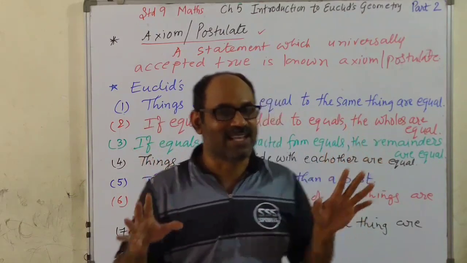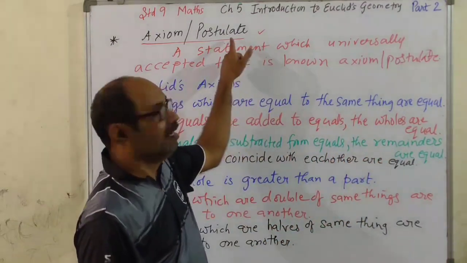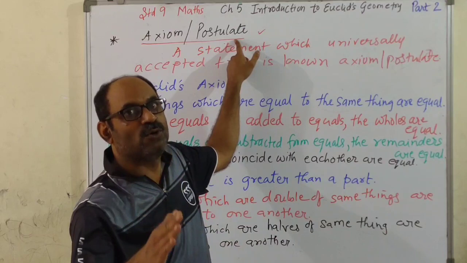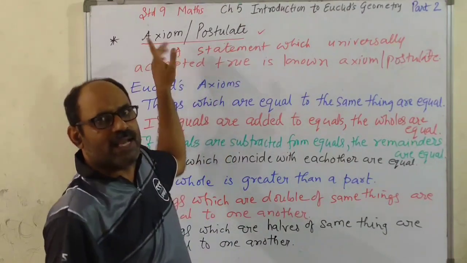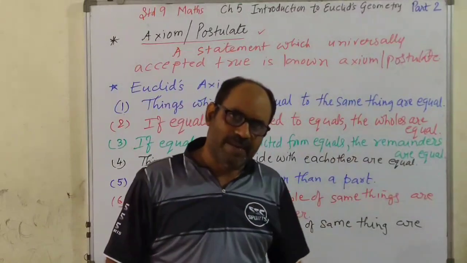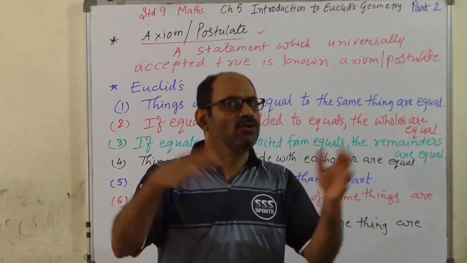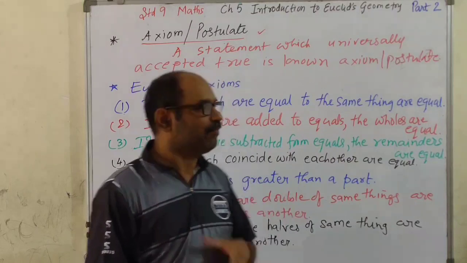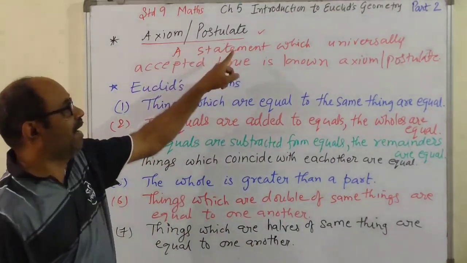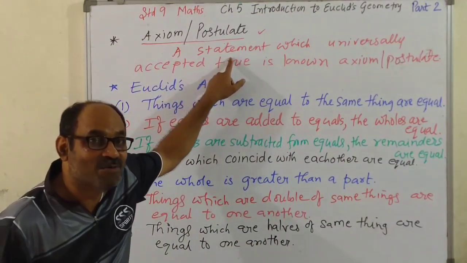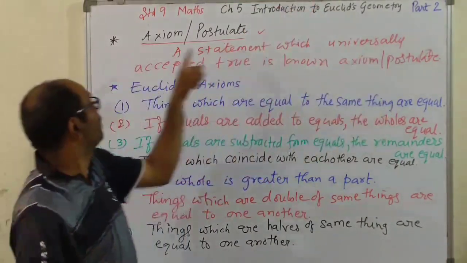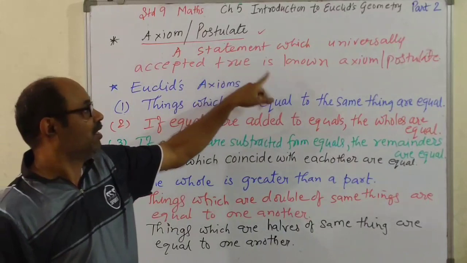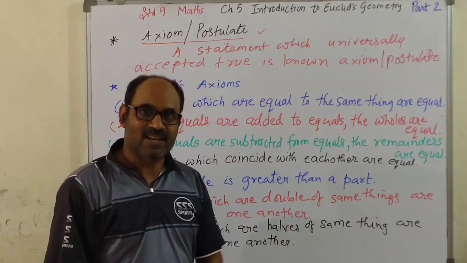Then it is called axiom or postulate. We call it a postulate if that true statement is associated with geometry, and we call it an axiom if that true statement is connected to the whole of mathematics. All right. So a statement, I hope you understood this word now. It is a sentence which is universally accepted as true, and is known as an axiom.